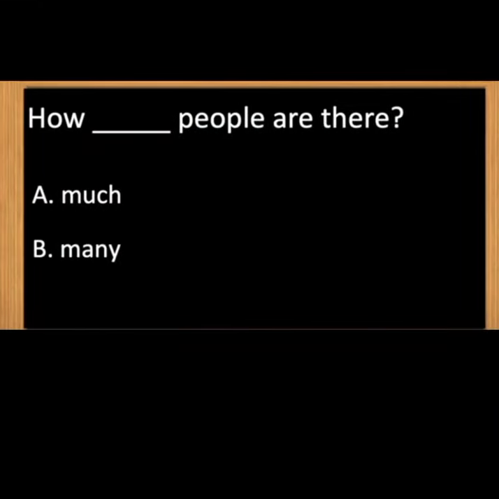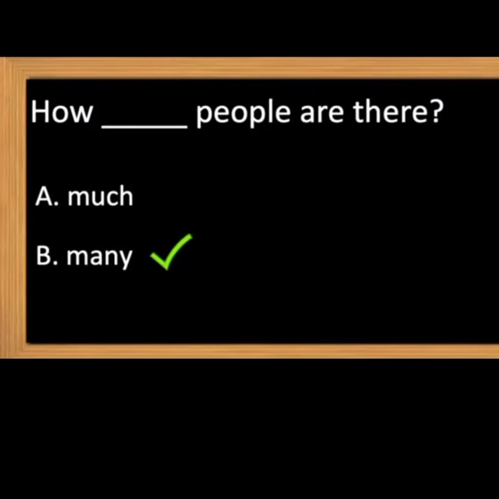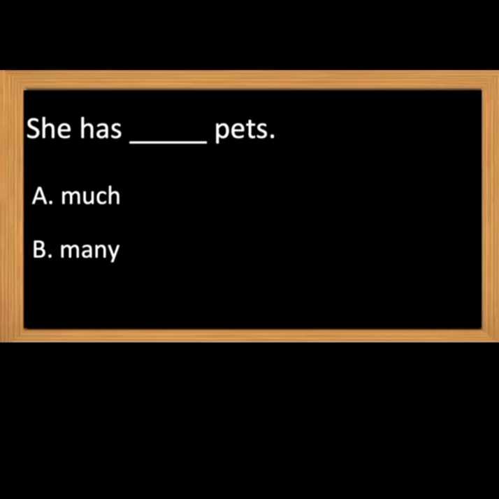How dash people are there? What will we use? How much or how many? The word people is a countable noun. People जो लफ्ज़ है एक countable noun है. So we use many. How many people are there? Here it is.